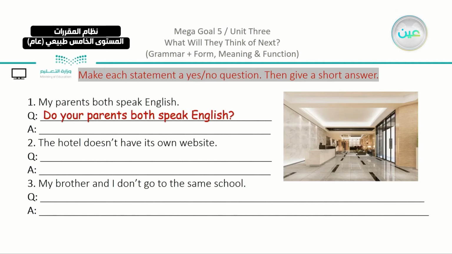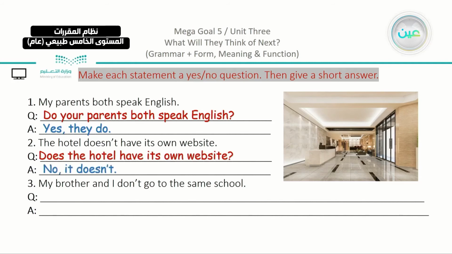And we have the answer is going to be yes, they do. The hotel doesn't have its own website. There is a negative, and we have just one hotel here. So the helping verb at the beginning is going to be does: does the hotel have its own website? And because of the negative, the answer is going to be no, it doesn't.